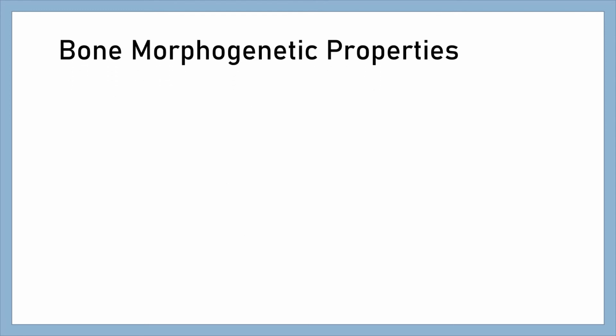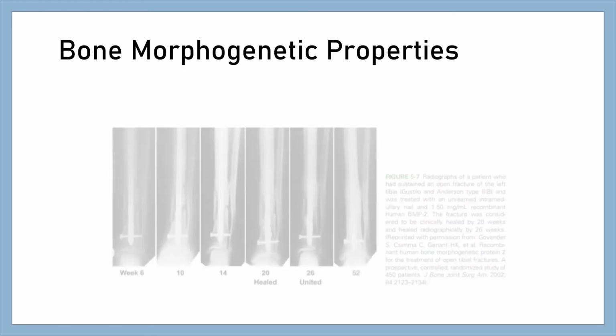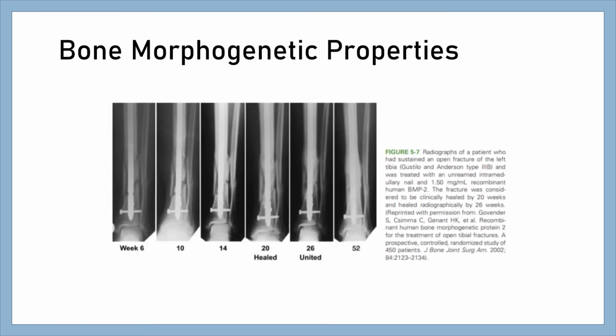Bone morphogenetic proteins. This picture shows sequential radiographs of a tibial non-union treated with recombinant human OP1 immediately postoperatively and at 9 months and 24 months after intramedullary nailing. Note the bridging callus and subsequent tibial union. This picture shows radiographs of a patient who had sustained an open fracture of the left tibia, Gustilo-Anderson type 3B, and was treated with an unreamed intramedullary nail and 1.5 mg per milliliter recombinant human BMP2. The fracture was considered to be clinically healed by 20 weeks and healed radiographically by 26 weeks.